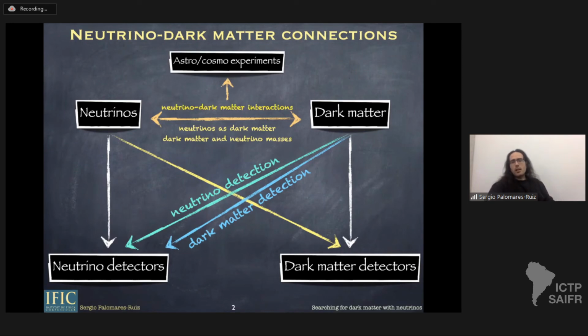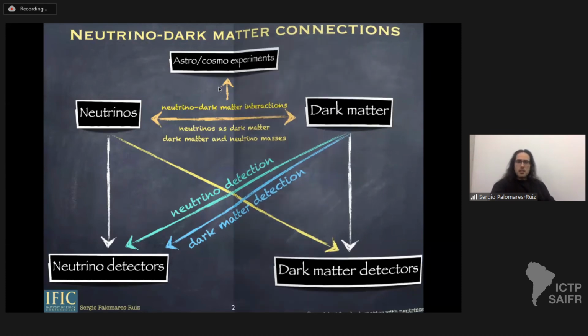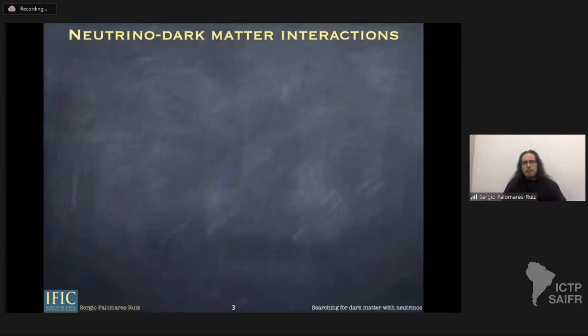And so in this talk, I will not talk about everything. I will concentrate, for most of the talk, on detecting dark matter with neutrino detectors using neutrinos. But I will also mention the effects of neutrino dark matter interactions on the astrophysical neutrino flux that are detected in neutrino detectors. And if I have time, I will touch upon the effects on some astrophysical and cosmological observables. Okay, so let's start with how we search for these neutrino dark matter interactions.